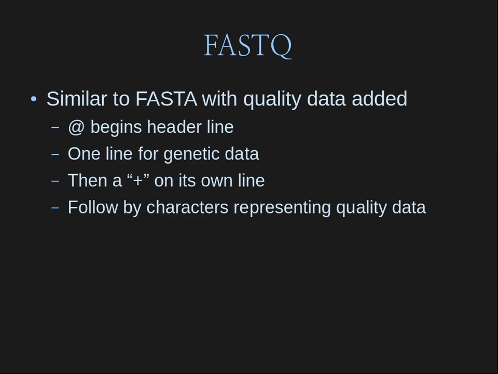Okay, then we have FASTQ. FASTQ is similar to FASTA, but quality data is added. This is the file format that's often used for high throughput sequencing because, as you're going to see when we go into lab, you're going to be evaluating Sanger data, which is generally low throughput and is fairly easy for you just to sit down and look at and evaluate how good that data is.